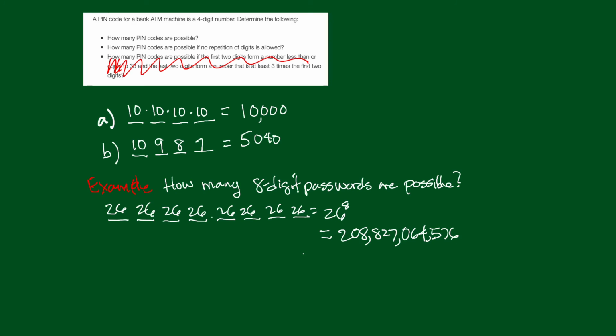Okay, so what is this here? This turns out to be, here's millions, billions, 208 billion, 827 million, and so on. All right, it's a lot of possibilities. And then what if we added just one more letter? So instead of an 8-digit, make it a 9-digit password. How many are possible here? 1, 2, 3, 4, 5, 6, 7, 8, and then 9. So that's going to be another 26, and we already know what that number is, right? That's this number up here.